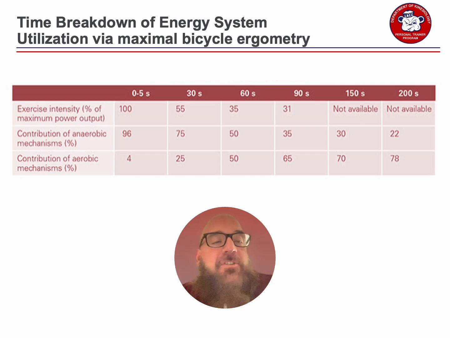You're going to see an exercise intensity of 100% maximum power output. In the first 5 seconds, you're going to see 100% contribution of the anaerobic system, so think the phosphagen system predominantly. It's going to be 96, and as we get up to 30 seconds it's 75, at 60 seconds it's 50, at 90 seconds it's 35, at 150 seconds it's 30, and it just goes down and down and down. And then the contributions of the aerobic system, so the slow glycolysis and then the oxidative system, you're going to see it starts to ramp up. So they're inversely related.